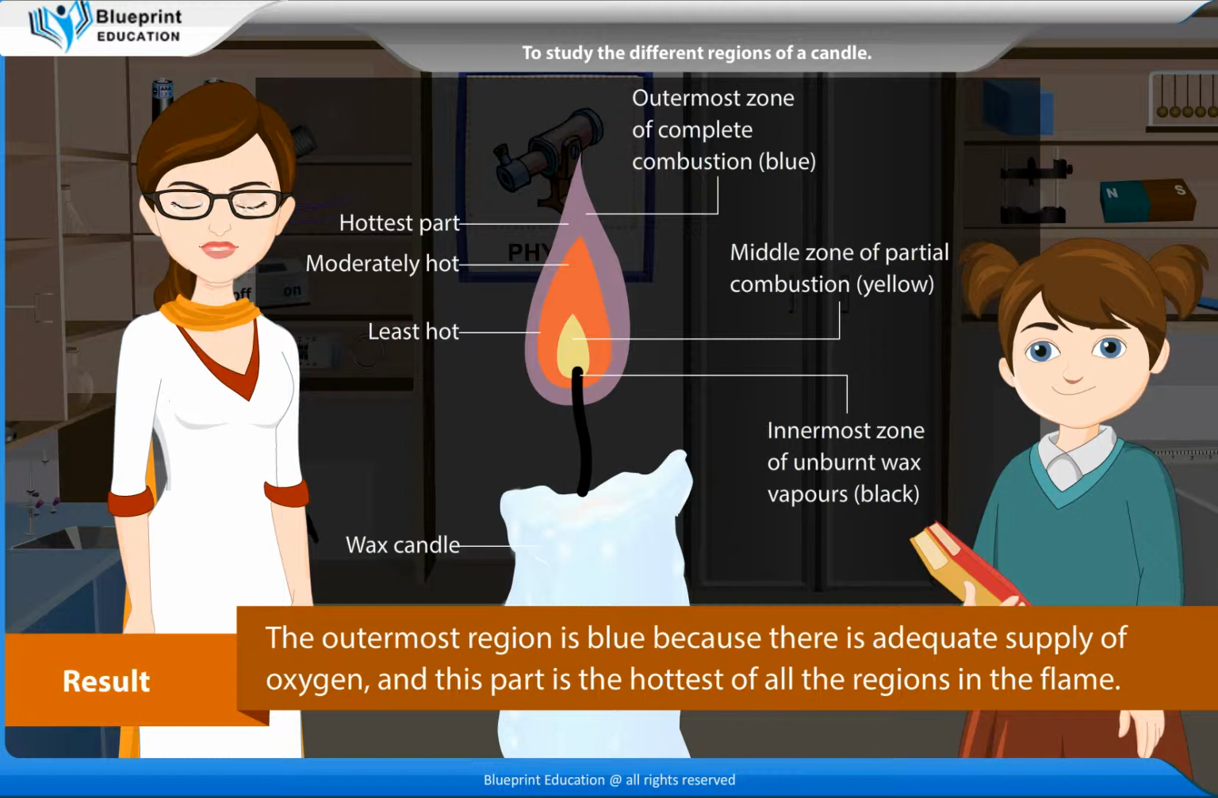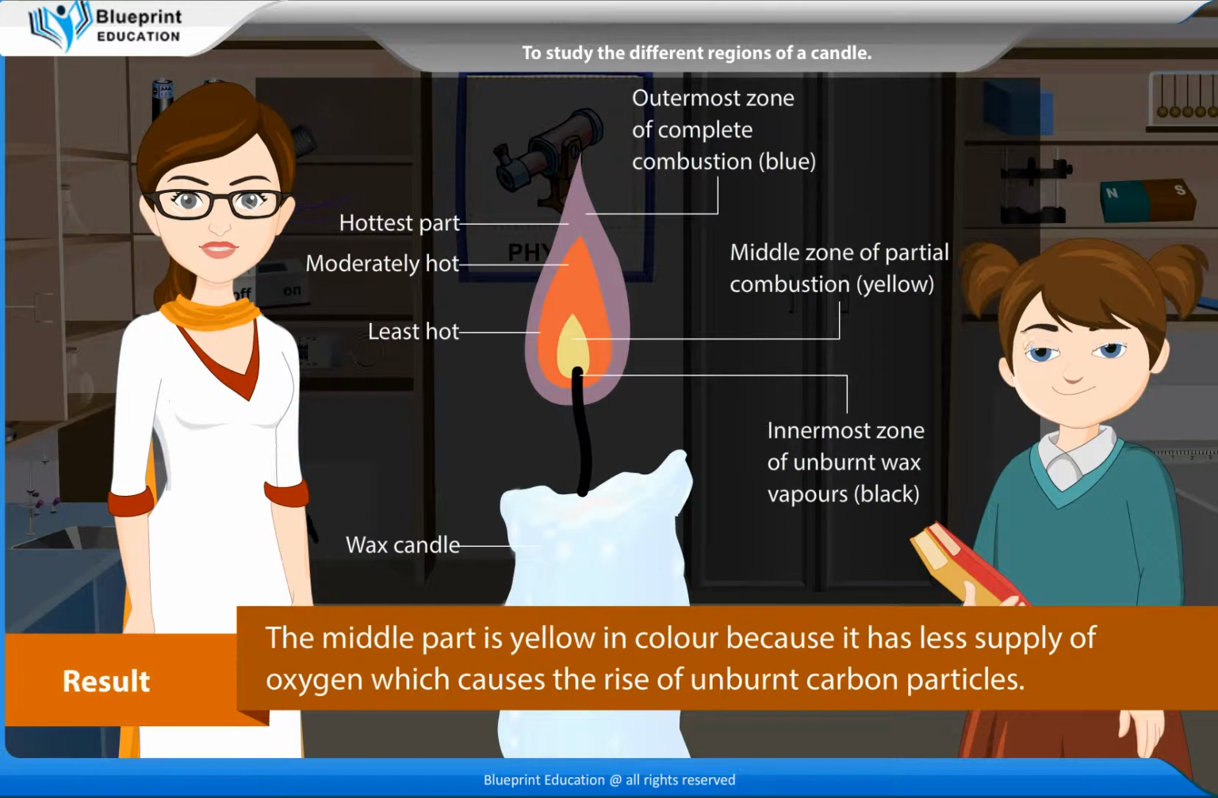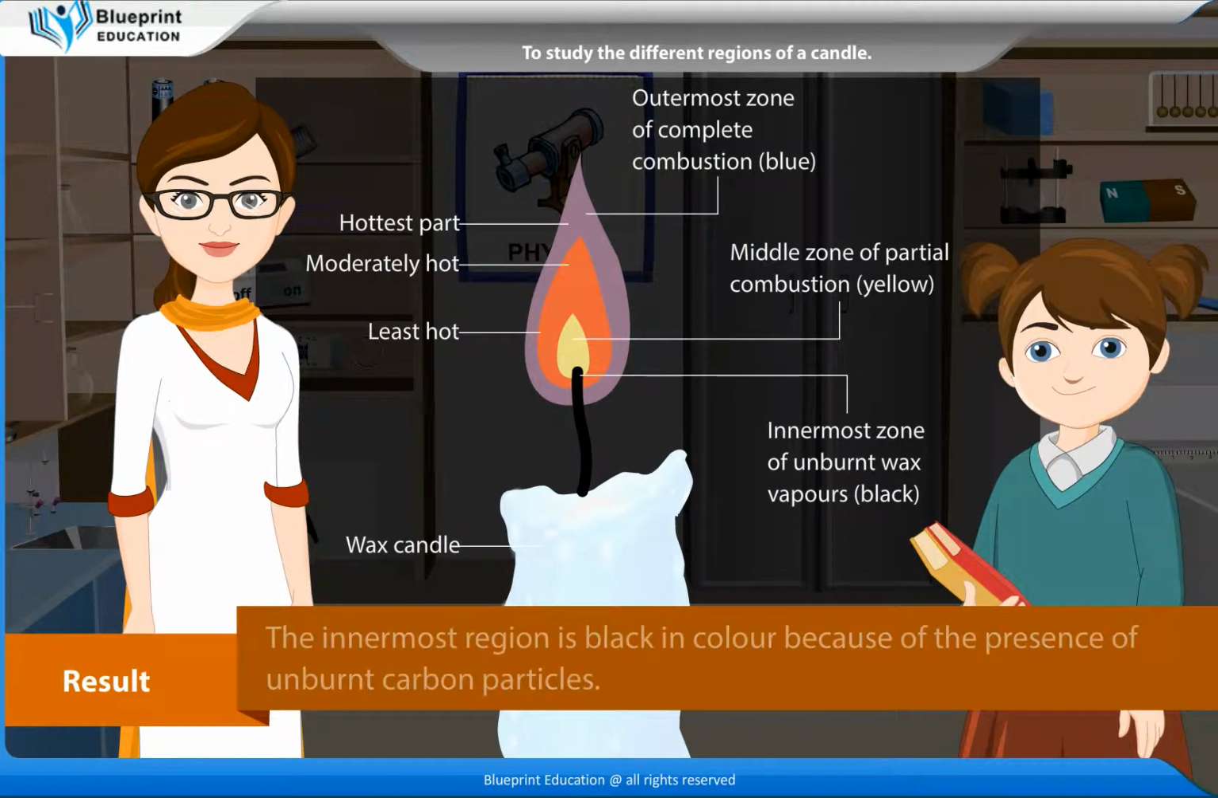Result: the outermost region is blue because there is adequate supply of oxygen, and this part is the hottest of all the regions in the flame. The middle part is yellow in color because it has less supply of oxygen, which causes the rise of unburnt carbon particles. The innermost region is black in color because of the presence of unburnt carbon particles.